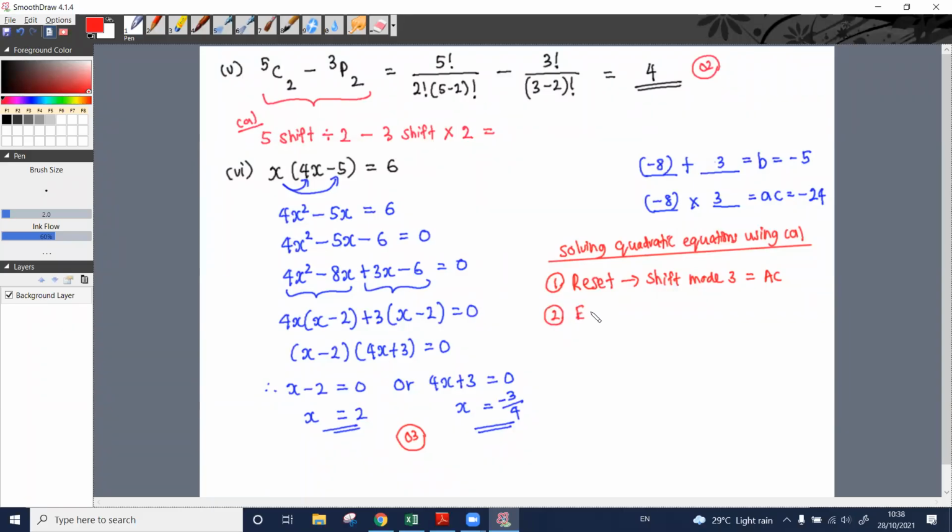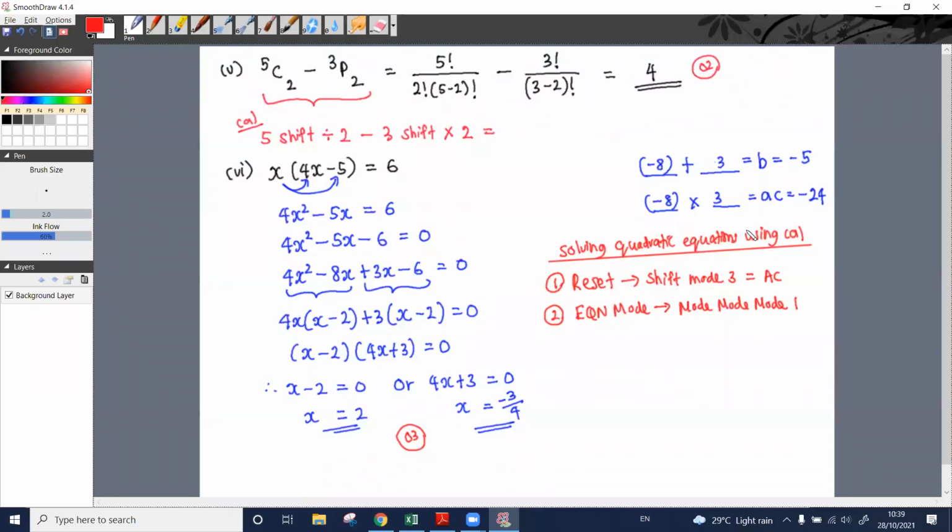You need to go to the EQN mode, equation mode. There is a mode button in your calculator that you need to keep on pressing till you find EQN on the display. In my case, once I press the mode button 3 times, I can see EQN on my display. So you need to press 1.